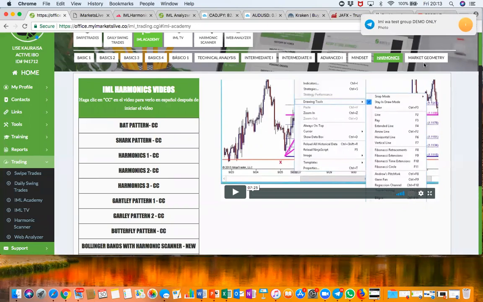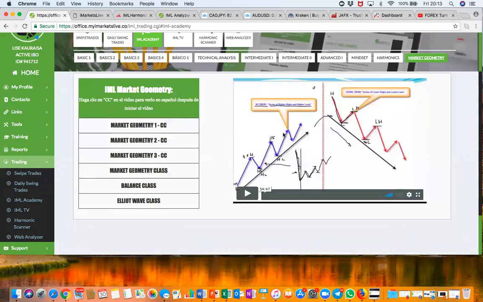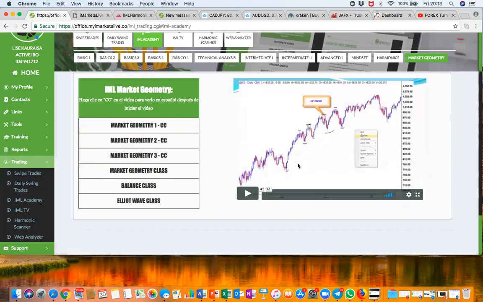Okay, so you can do the market geometry as well, where the CEO himself teaches us how to use the trend and everything. If everybody can go through all that, it's really good. It would teach you as well where to get into a trade and where to exit a trade, and when the trend is also changing. So it teaches you quite a bit.